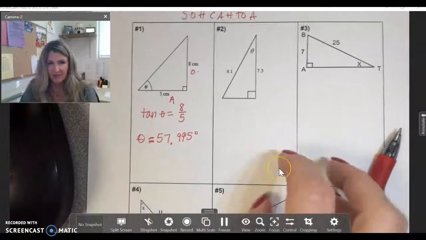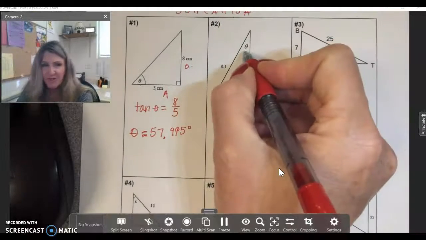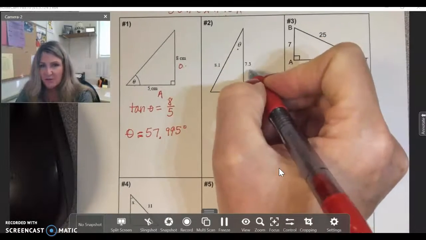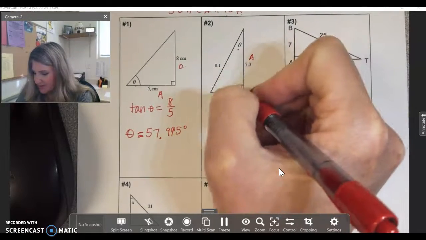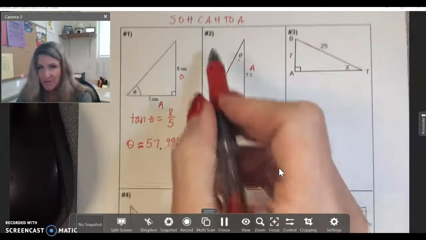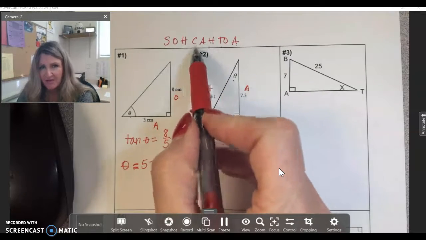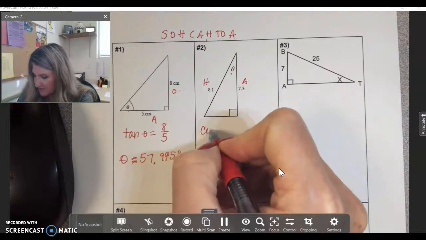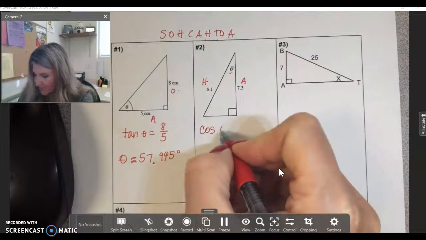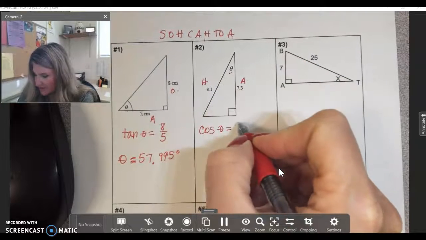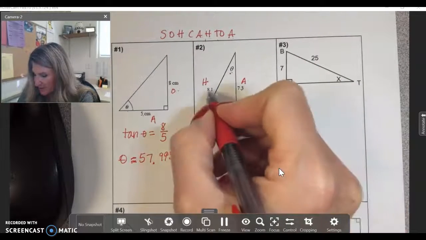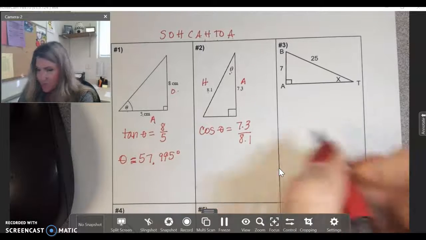All right, let's come here and do this next one. I'm trying to find this angle. This would be my adjacent. This would be my hypotenuse. So I look up here, adjacent and hypotenuse is cosine. So I say the cosine of my angle, theta, equals my adjacent, 7.3, over my hypotenuse, 8.1.